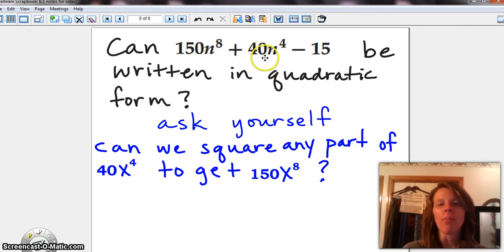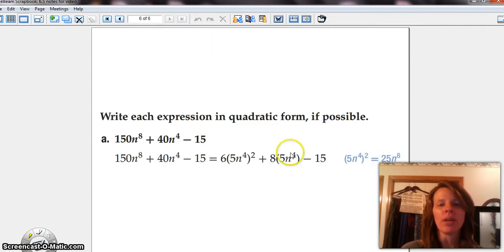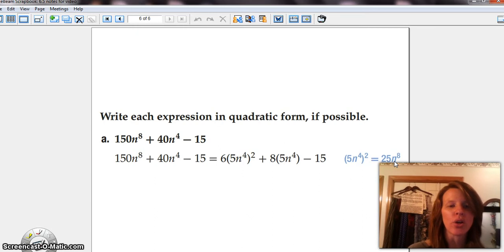So again, you'll be breaking up parts of 40 into the fourth, and can that go in and be squared to give you 150 into the eighth? So let's take a look at that problem. If you decide that 8 times 5 is 40, let's see, if I square 5 into the fourth, look at that. Oh, I get 25 into the eighth. Does 25 go into 150? 25 times 6 gives you 150. Because remember, this 5 into the fourth squared, 5 squared is 25. That's what they want you to see here.